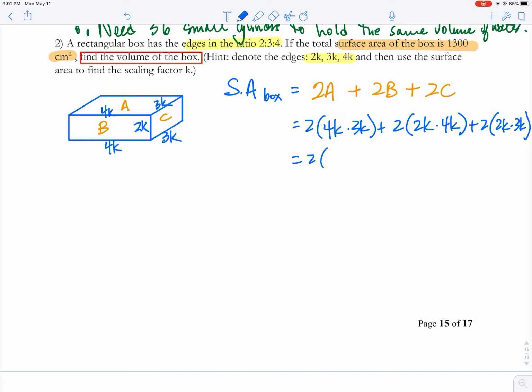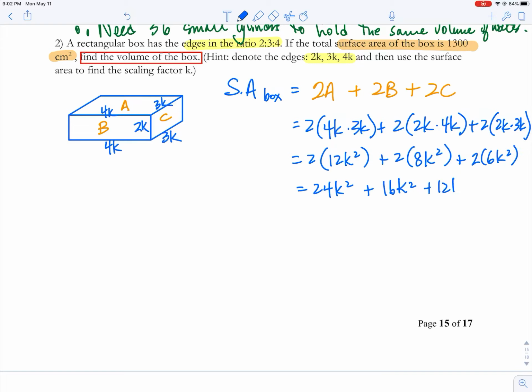So I get 2 times 4k times 3k, so number times number is 12. k times k is k squared. So that's 24k squared plus 2 times 4 is 8. Letter times letter, k squared. So plus 16k squared plus 2 times 3 is 6. k times k is k squared. So 2 times 6k squared is 12k squared. And when we add that all together, we get 52k squared.